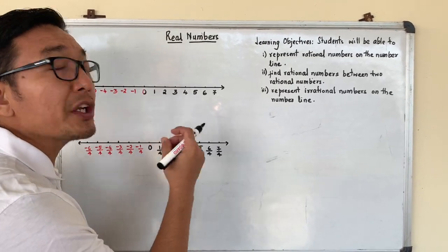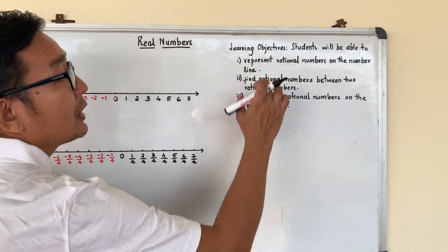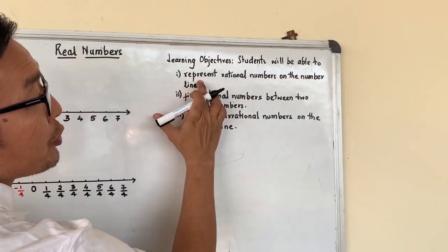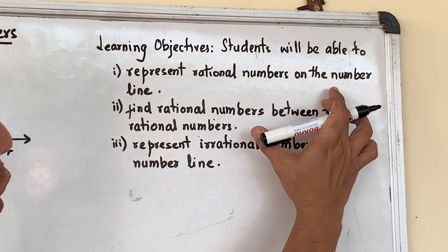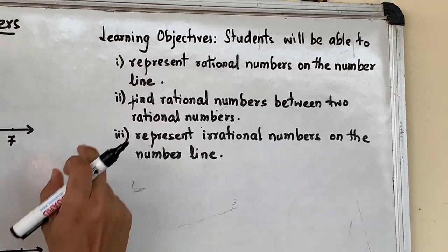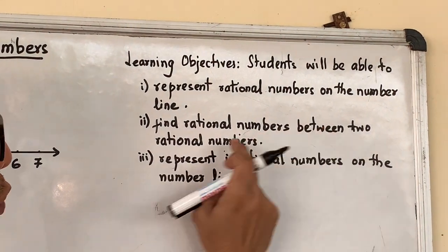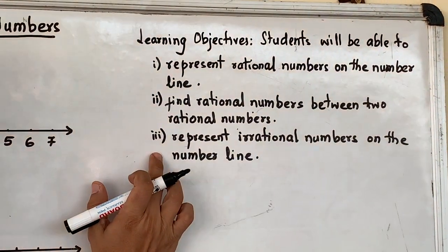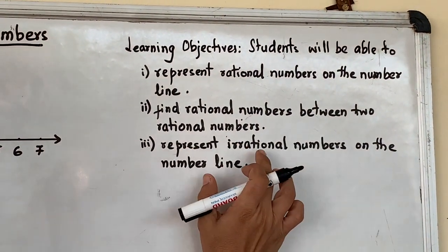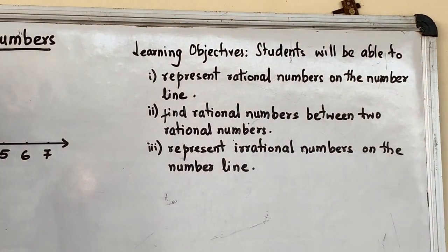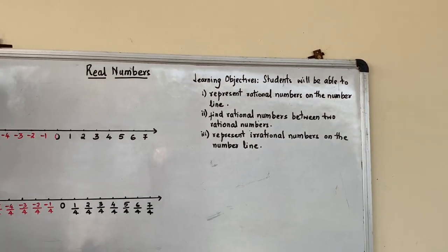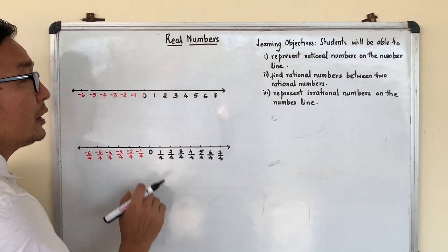Students will be able to represent rational numbers on the number line. Students will be able to find rational numbers between two rational numbers. And students will be able to represent irrational numbers on the number line.